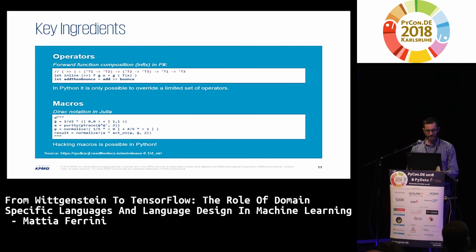The other key ingredient is macros. Here I have a cool example from Julia about using the Dirac notation. I'm not a physicist, but whatever is in there looks really cool, looks really neat, and looks very similar to the physics books. The trick here is having a macro. It's invoked by the string literal. The macro processes the string and returns an expression to the host environment. And hacking macros is possible in Python.